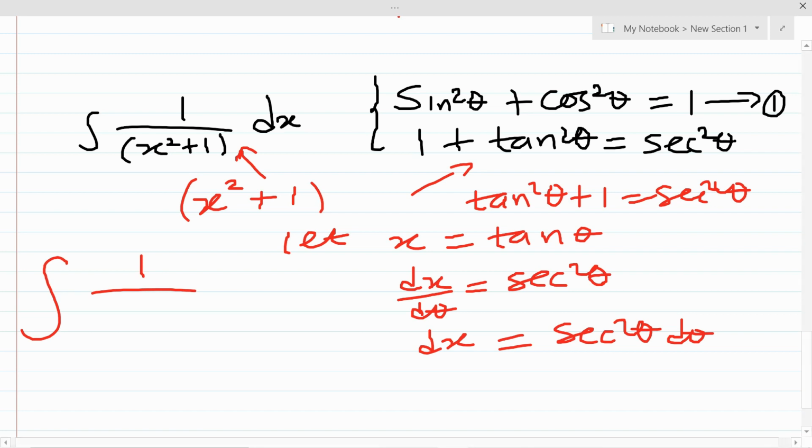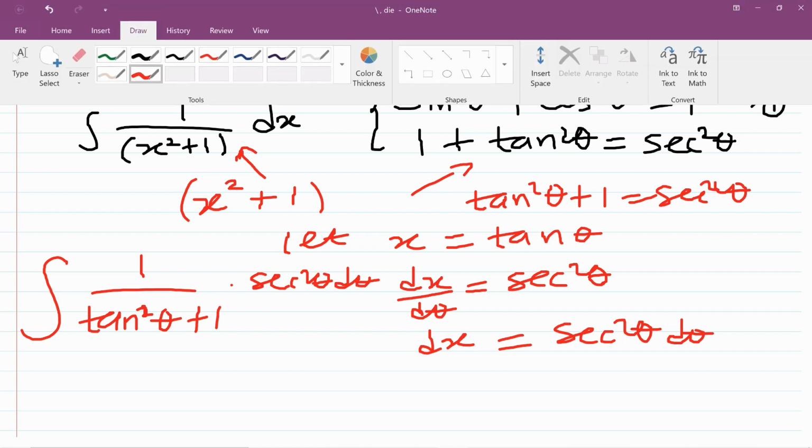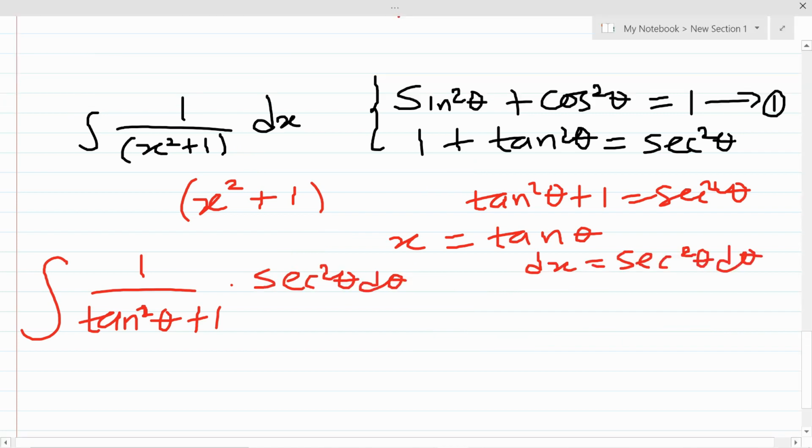then my x is tan theta now, so x squared will be tan squared theta plus 1. Then times the dx, which is what? Sec squared theta d theta. Okay, I hope you get it. So let me clean this part. So this is what we got in for the x and the dx. This whole integral has been transformed to theta.